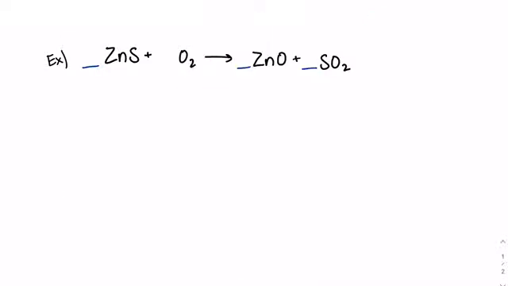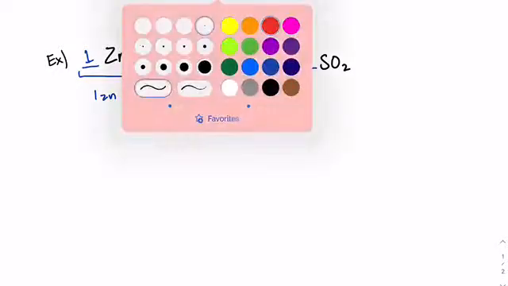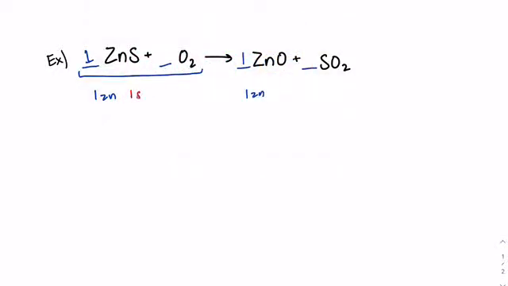Here is another example. So the first thing is look at the reactants and see which one is most complex. Zn is the more complex, so you put a 1 in front. Now you see that there's 1 Zn on this side and there's 1 Zn on this side, which means you don't have to change anything. Put a 1 there.